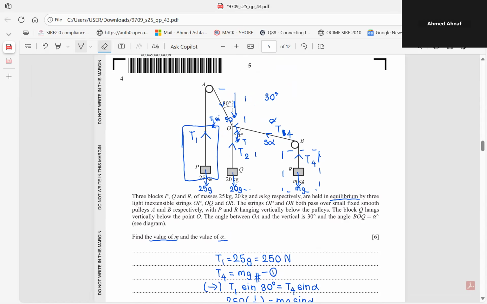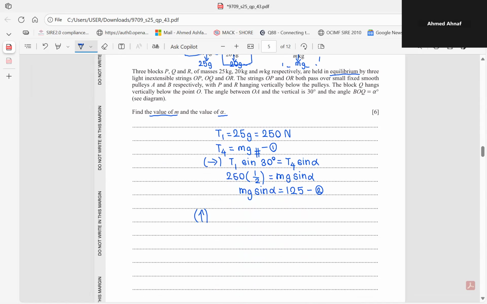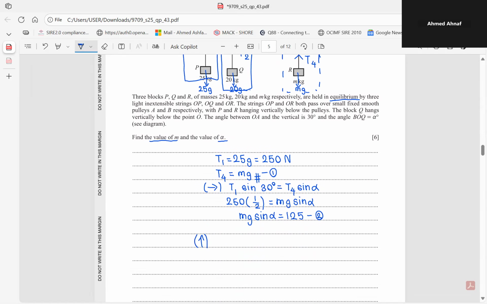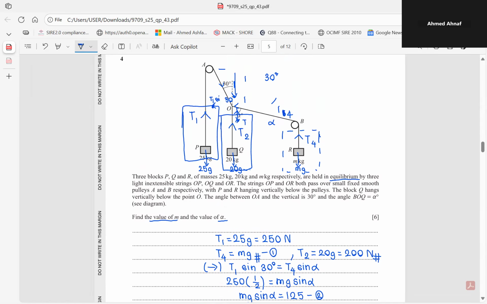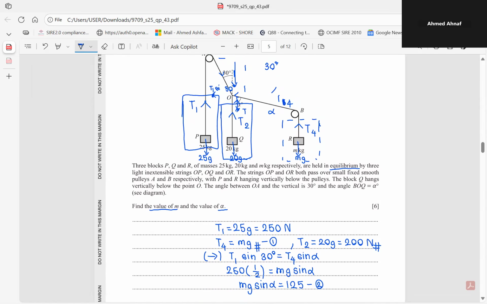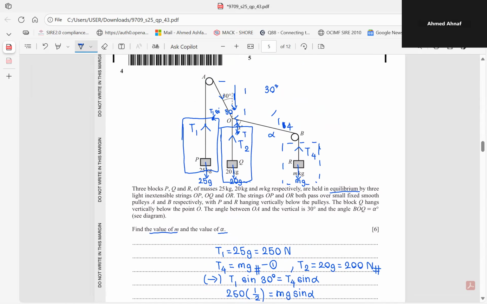That's a lot of stuff to erase. Okay, so we'll just consider this as its own. So we will get T2 equals 20g, which equals 200 newtons. So now we're going to consider the other forces. This is going to be our T1, this is going to be our T4, and our T2. So we'll only consider T1, T4, and T2 now.